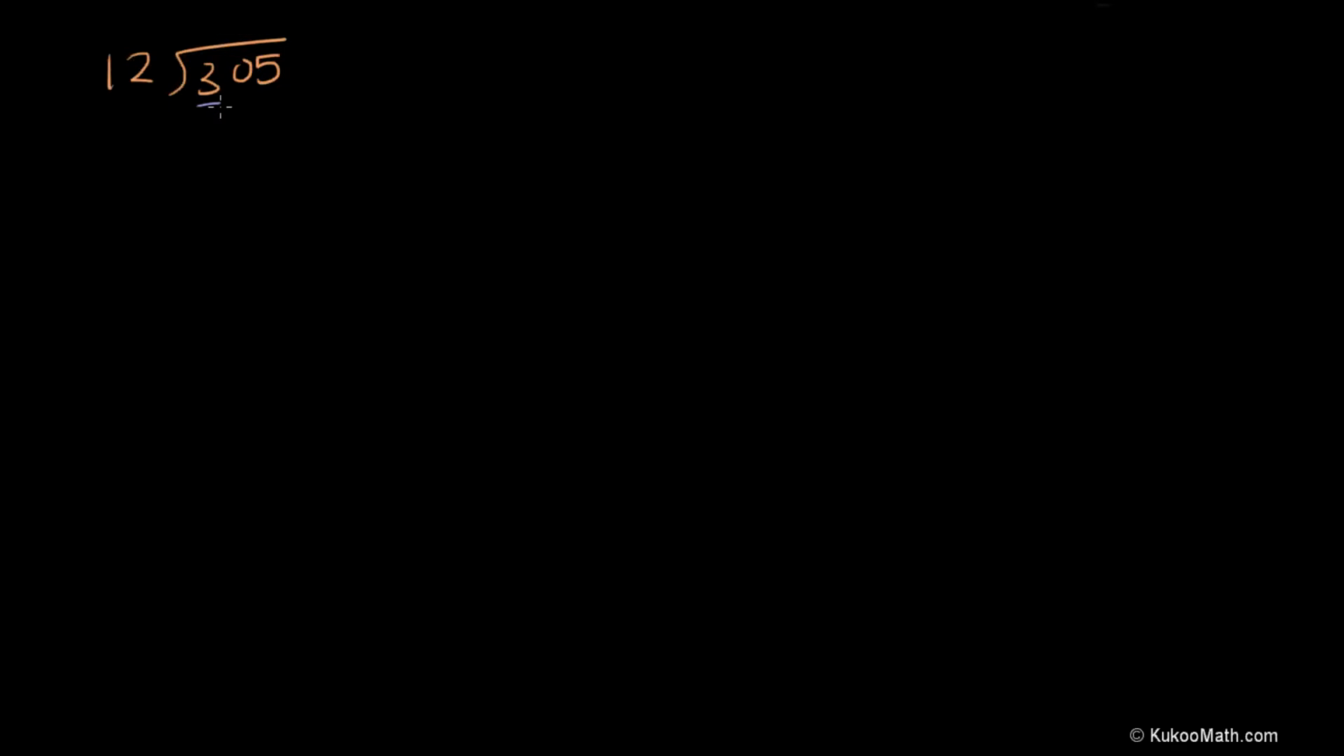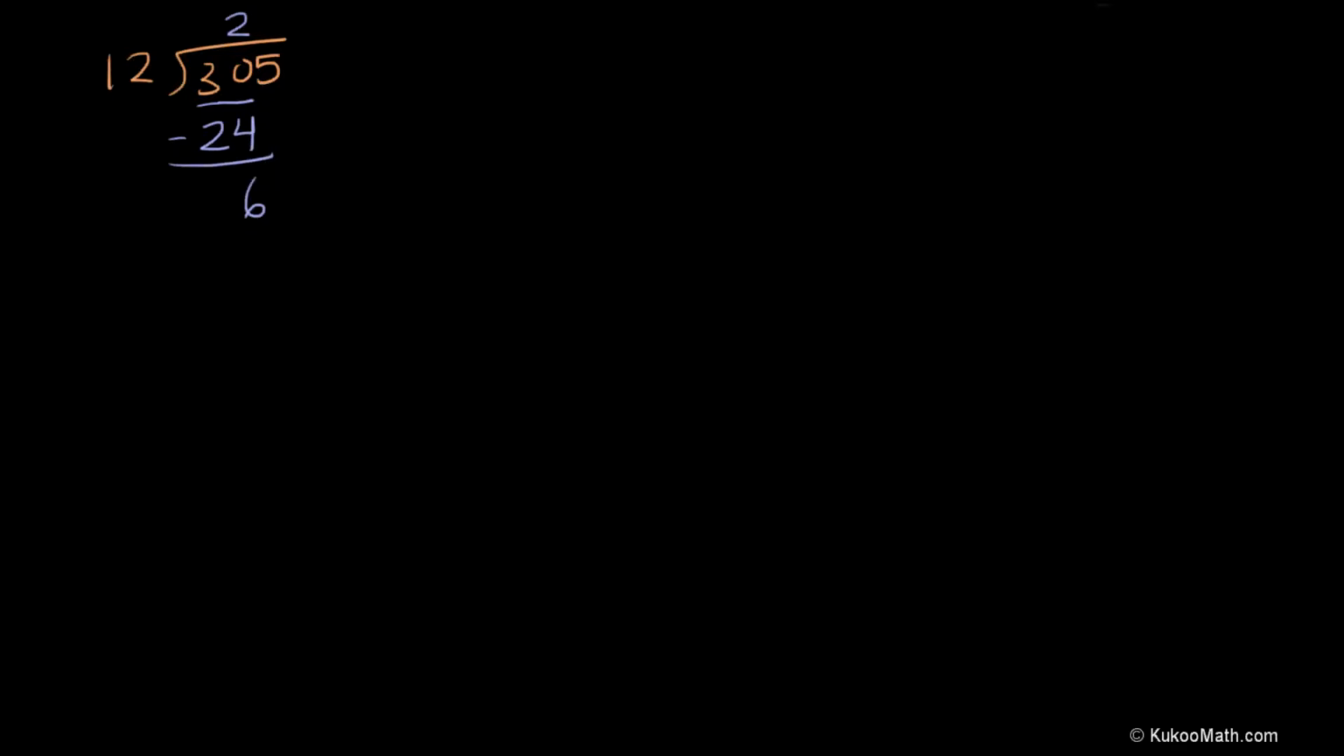Since we can't, let's extend and look at the first 2 digits. So we're looking at 30. How many times can we put 12 in 30 without going over 30? The answer is we can put it in 2 times. So we write the 2 here, and we multiply 12 by 2 and we get 24. Then we subtract and we get 6.